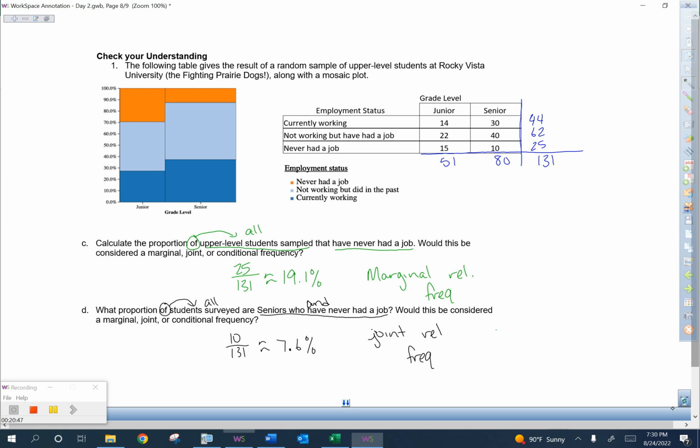On the next one, we have of upper level students. Okay, if you were reading the given information here, it said talking about upper level students, thinking about juniors and seniors, those are your upperclassmen. So that's the total. They use different language, but that was everyone, all of the students that were sampled. Okay, and from that total of 131, we're concentrating on the never had a job section. So that showed up in our row heading. We're going all the way over to the end of a row.